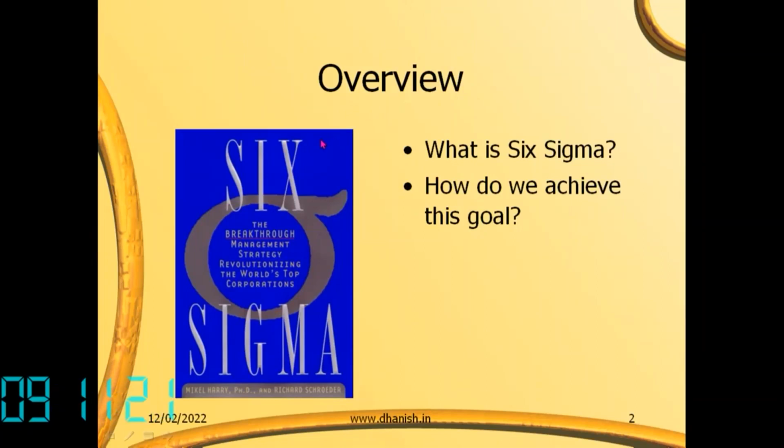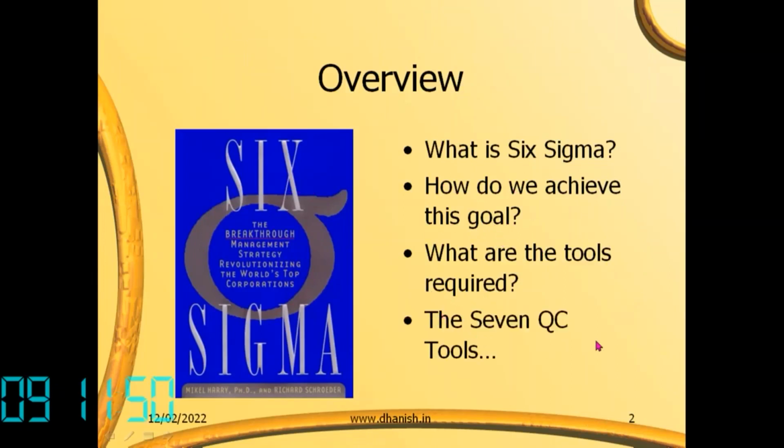What is DMAIC? All have forgotten. So DMAIC means, D stands for define, M for measure, A for analyze, I for improve, and C for control. Okay, so that is the process. We'll discuss in more detail today. And what are the tools required to achieve that? So the first step is the 7QC tools. So that is what we'll see today, followed by a case study.